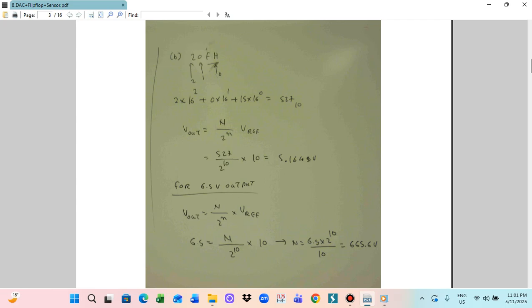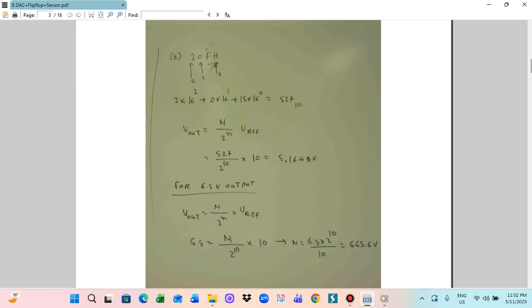V out is equal to n divided by 2 power n into V reference. In this case, the hexadecimal number is given as 20FH. FH is the 0 position, 2 is the 2 position, and 0 is the 1 position. So this is 2 multiplied by 16 squared plus 0 multiplied by 16 power 1 plus 15 multiplied by 16 power 0. By solving this one, you get 527. So the number 527 is divided by 2 power n, where n is 10 digits, so 2 power 10. Substituting into this formula, you get 5.16484. So this is the digital to analog conversion.